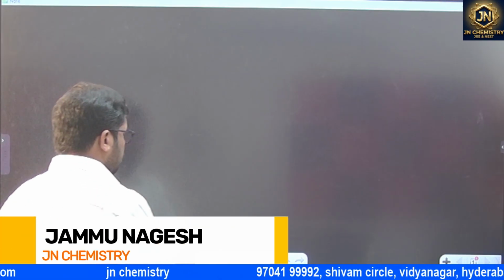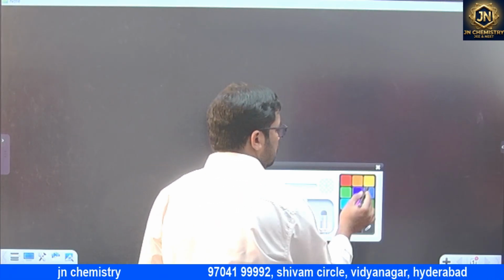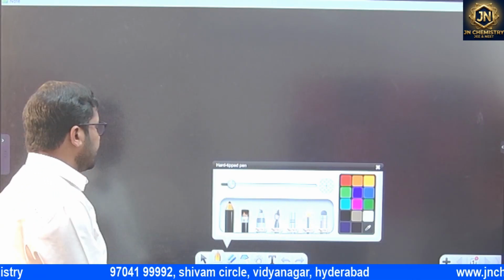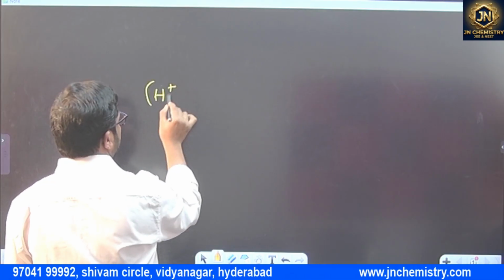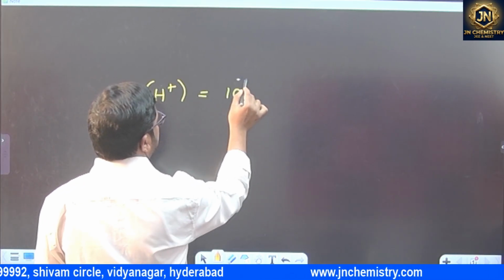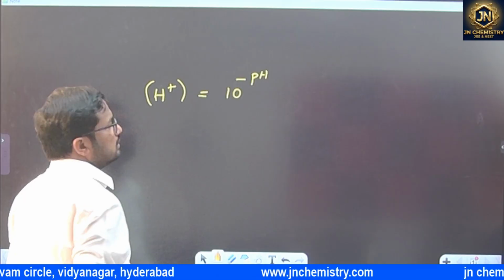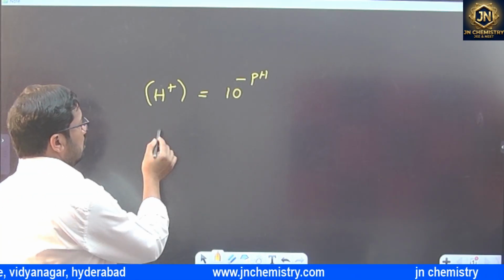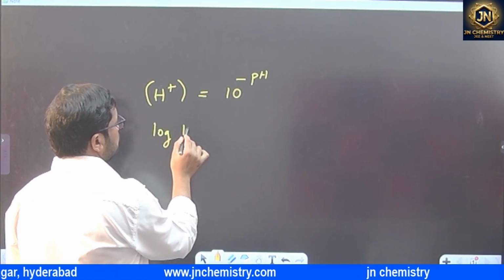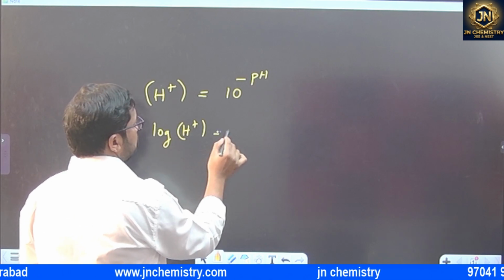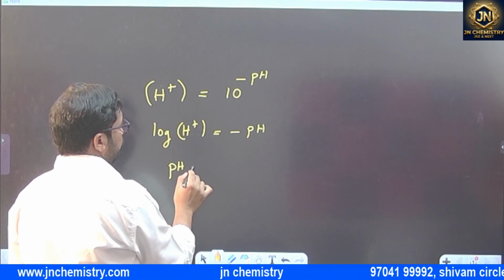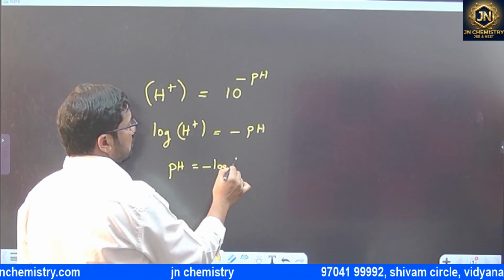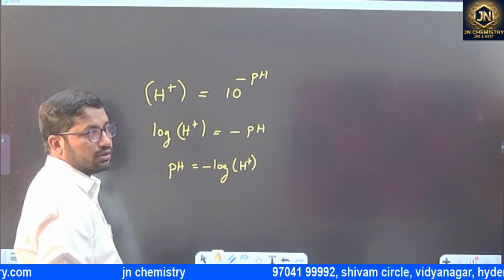Right, last class we were discussing pH calculations. H plus ion concentration equals 10 to the power of minus pH. Otherwise, log of H plus ion concentration equals minus pH. So pH equals minus log of H plus ion concentration.